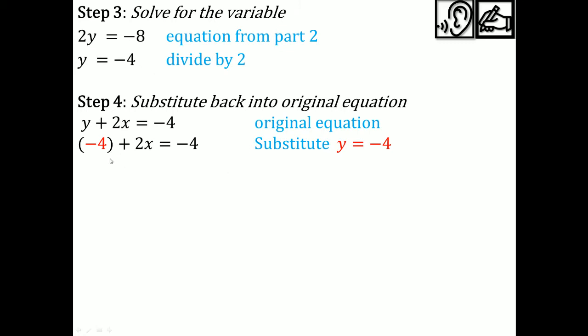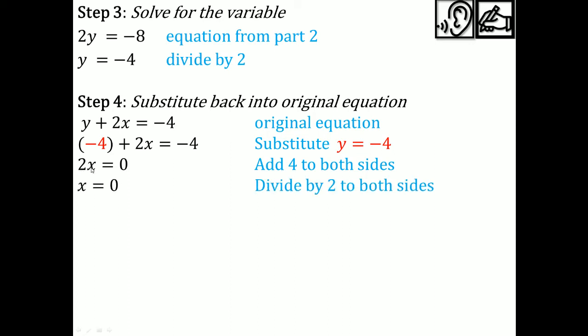Why do I substitute it back in? Because that's how I can solve for x, the other variable. So in this case, I'm going to add 4 to both sides. Why do I do that? Because I'm trying to get rid of the minus 4. Here I have the 2 in front of the x via multiplication, so I divide by 2 on both sides. 0 over 2 is 0. So in ordered pair form, it would be 0, comma, negative 4. This would be the coordinate where those two equations intersect. Those are your solutions for questions 1, 2, 3, and 4.